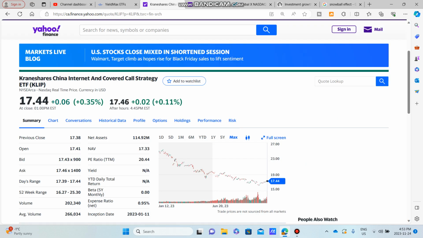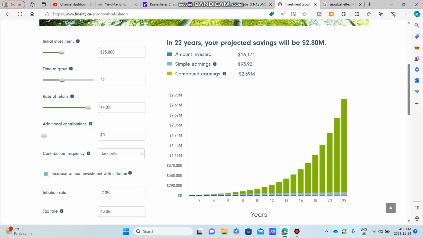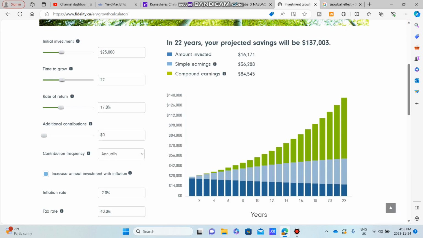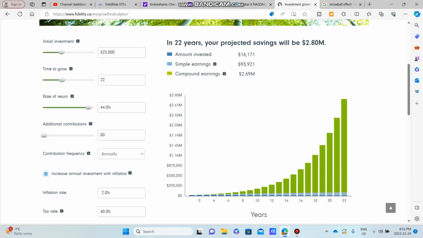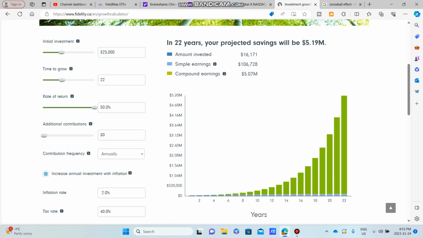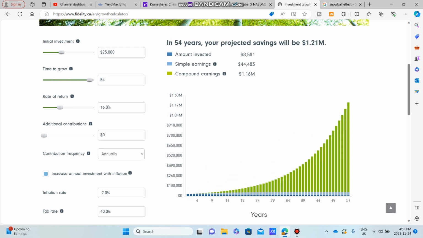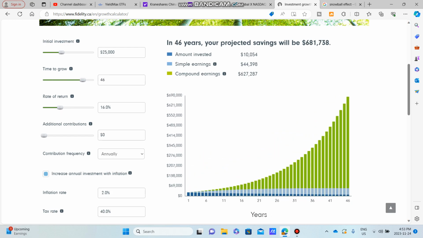And I understand that with the NAV erosion in TSLY and in KLIP, there is a lot of discrepancy between this return, but I'm going to use their dividend yields because I want to show you this example. So you can see as we increase the rate of return, we get more compounding earnings. At the same time, as we increase the time of growth, we also increase the compounding earnings.